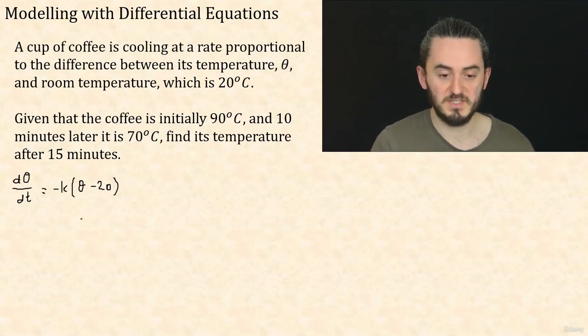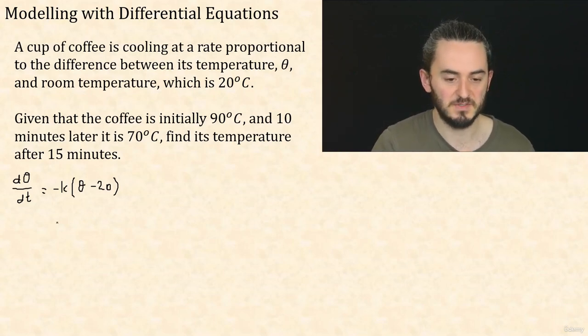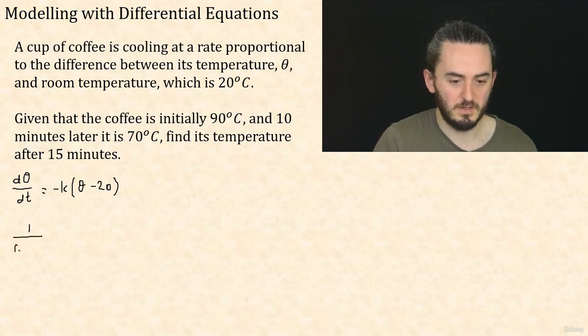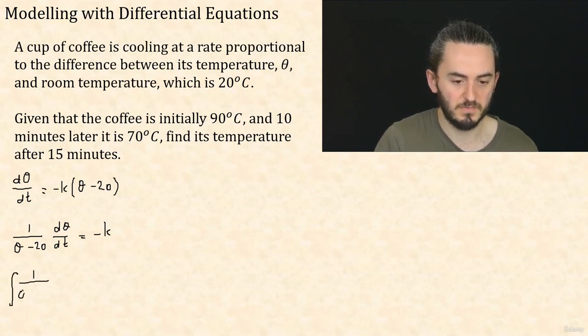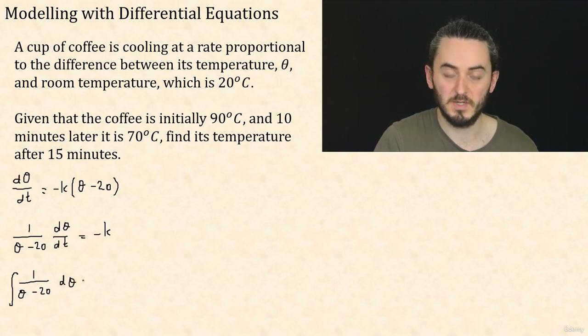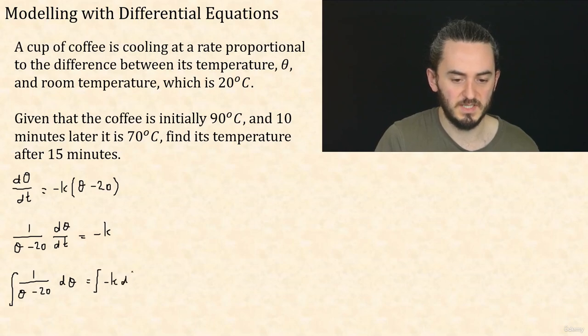We can do that, we just need to separate variables. All the thetas over to the right, everything else on the left. So that's going to be 1 over theta minus 20 d theta by dt equals minus k. And now I can integrate both sides with respect to t. So the integral of 1 over theta minus 20 d theta, because remember the dt's will cancel, is the integral of minus k dt.